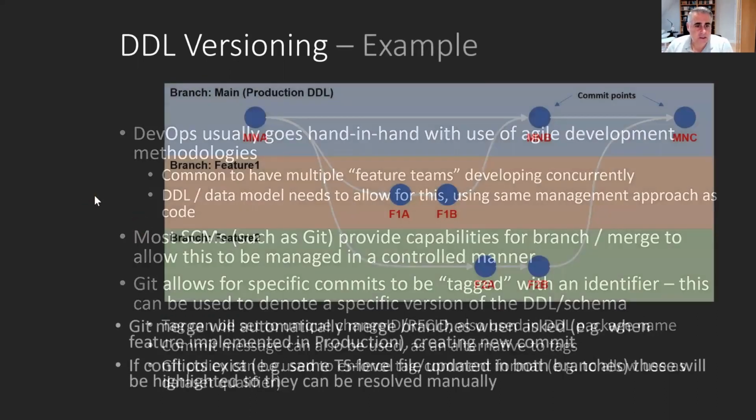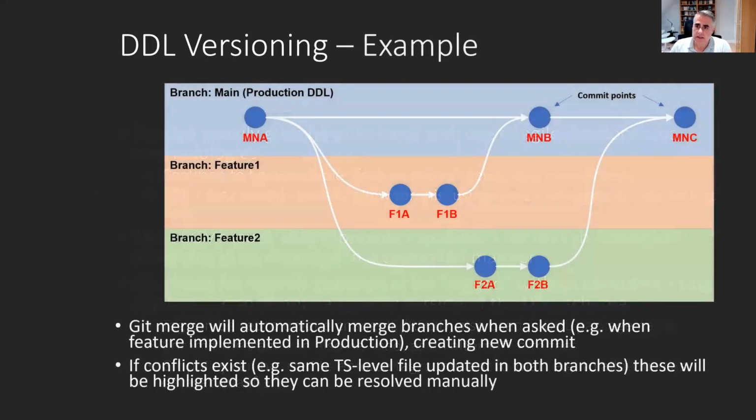So this is the kind of thing that you tend to see a lot when it comes to talk about branch and merge. So we've got our main production DDL, our current production DDL here. At a previous commit, I've called this main A. At some point, you may set up a feature team, called it feature one here, which is going to branch away based upon that main, but it's going to start making some changes.